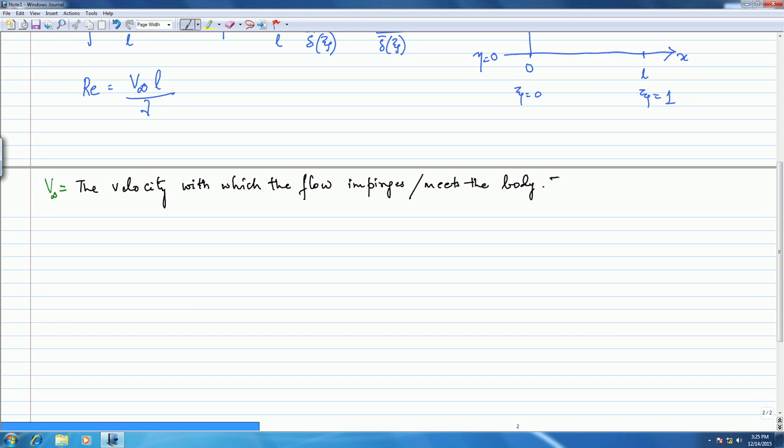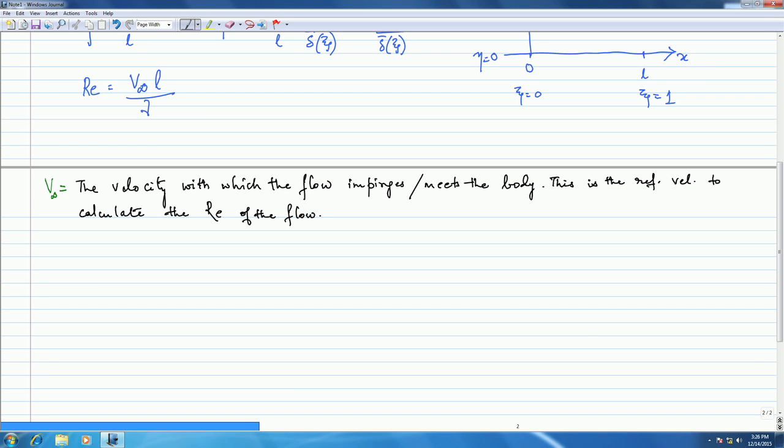So this is the reference velocity to calculate the Reynolds number of the flow, right?